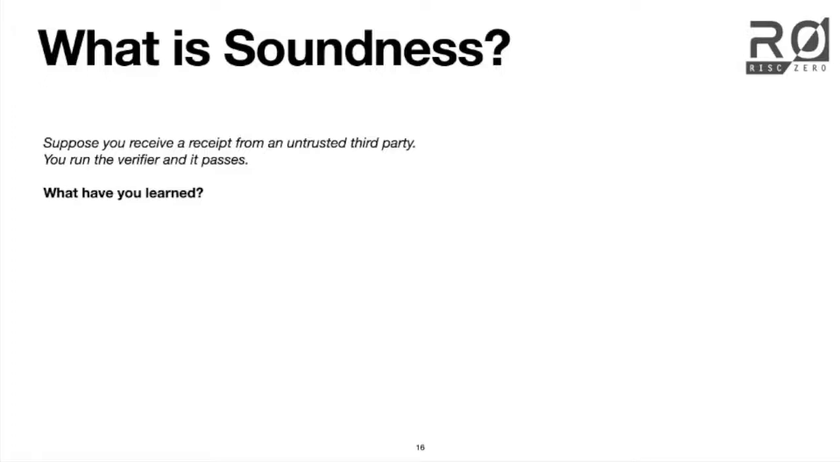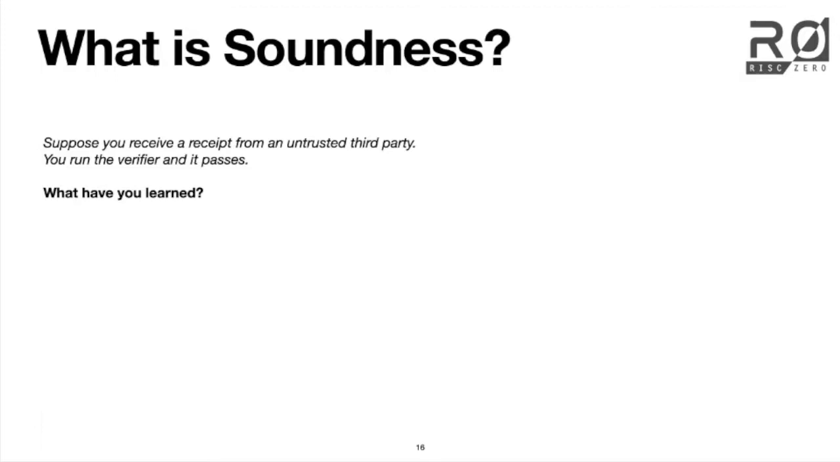So soundness is something that I've been thinking about quite a lot recently. Suppose you get a receipt from some third party that ran our ZKVM, and you run the verifier, and the verifier says, yep, the receipt checks out, everything's cool. We don't get a 100% guarantee that the person who ran the ZKVM and generated this receipt was actually honest.